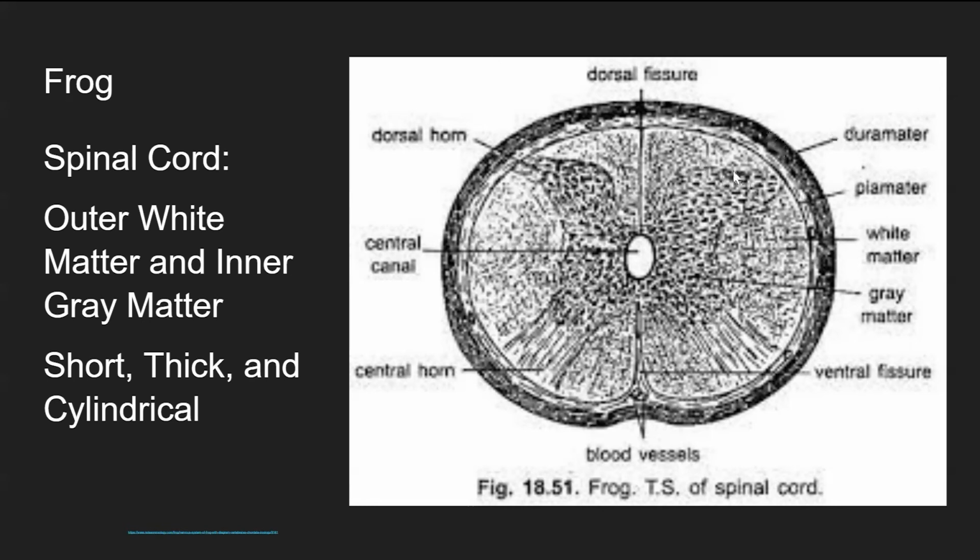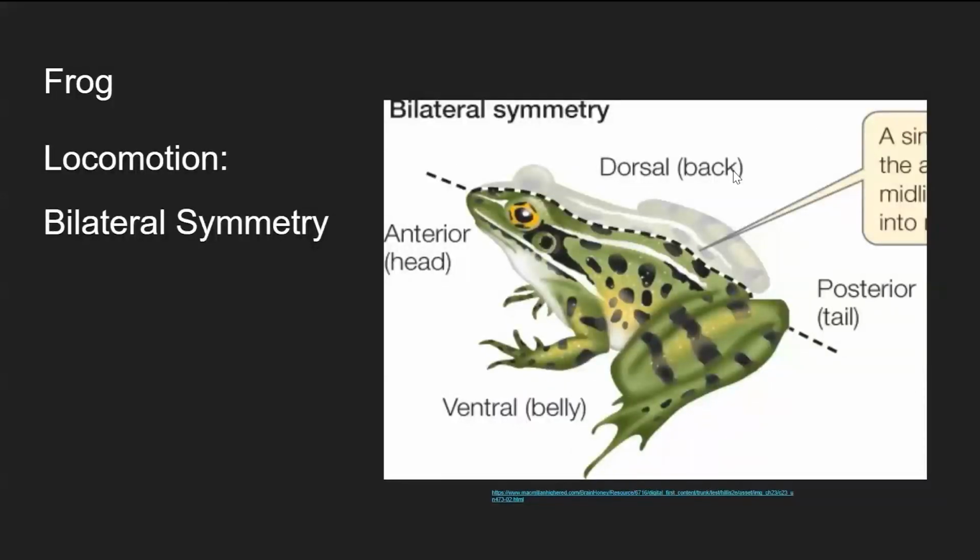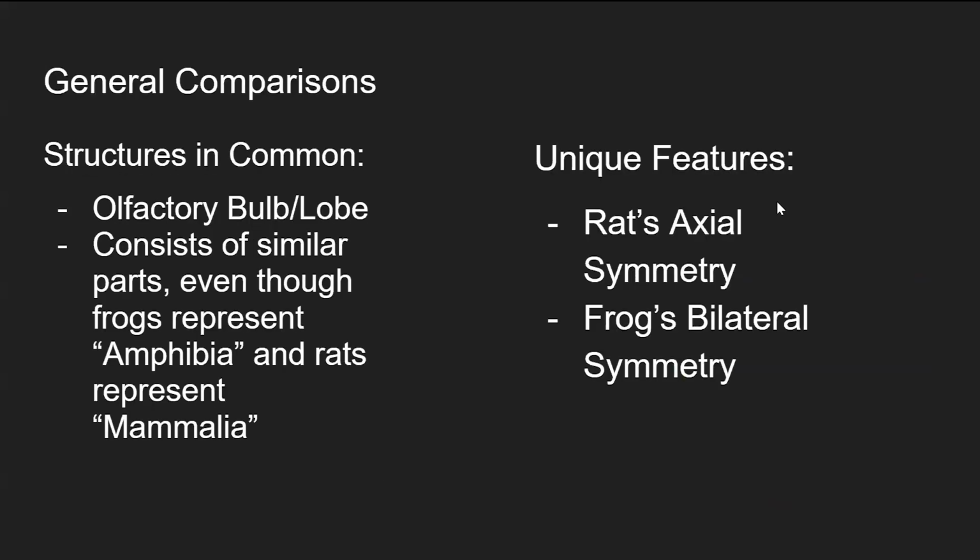Unlike the rat, the frog has a bilateral symmetry that includes the anterior, the ventral, the dorsal, and the tail. A bilateral symmetry means that when the animal is cut in half, two practically identical pieces are produced. Some structures that the frog and rat have in common are the olfactory lobe, the cerebellum, and the cerebrum.